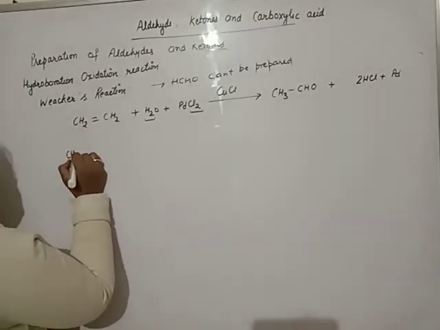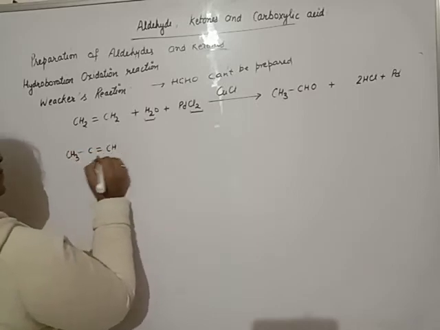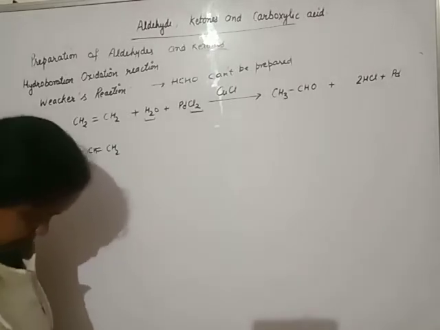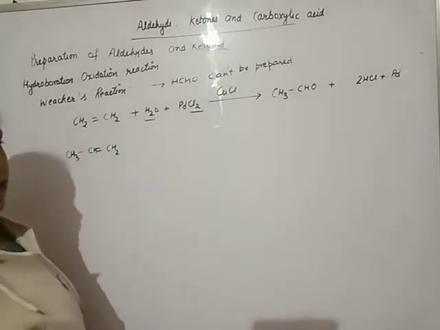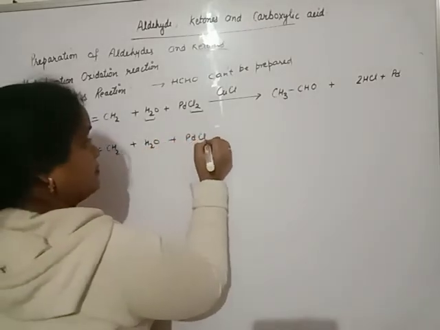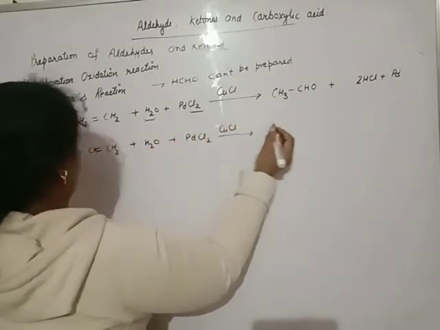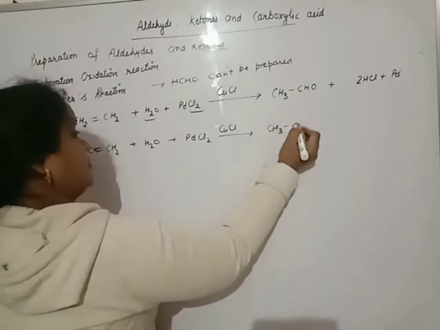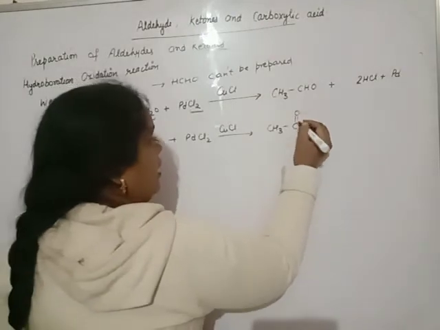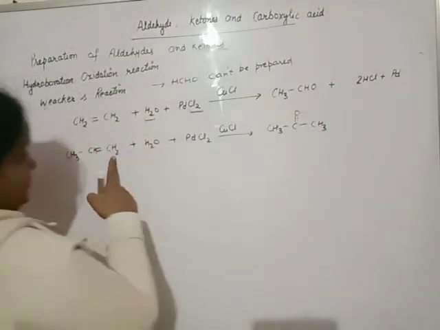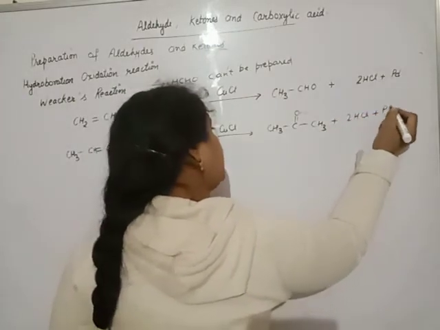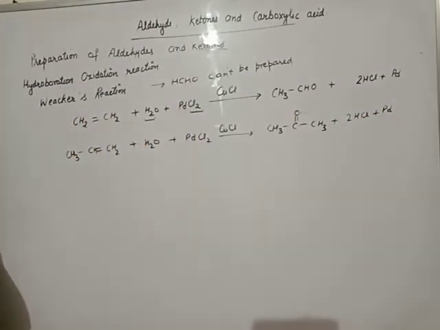If we use a 3 carbon alkene, then oxygen will go to the carbon with the lesser number of hydrogen atoms, that is Markovnikov addition. Hydrogen is shifted to the neighboring carbon and releases HCl and palladium metal. It is the Wacker process.